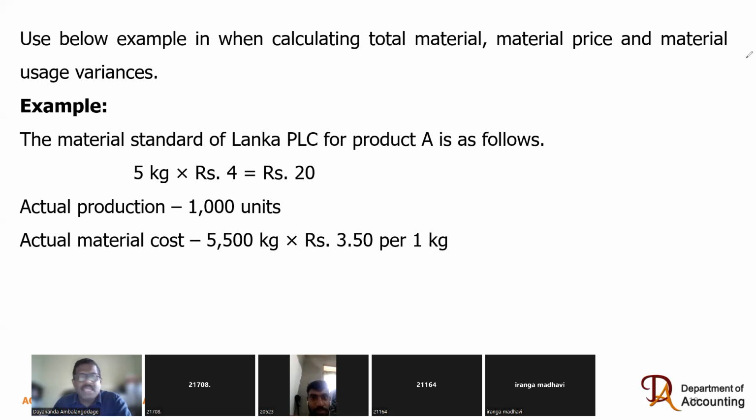So you see that if I am calculating, the actual cost, of course, is very clear. Actual cost for material, I can put direct material here. Right? Direct material, I can get the standard cost. I can get the actual cost. Direct material, actual cost. So the actual cost is this 5,500 multiplied by 3.50.